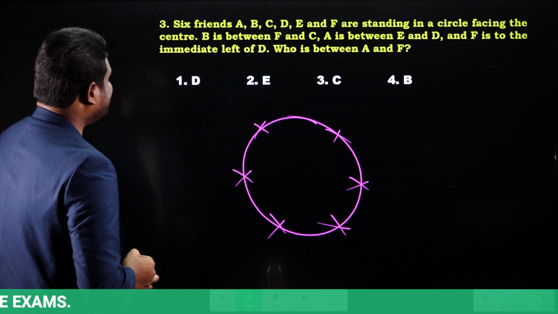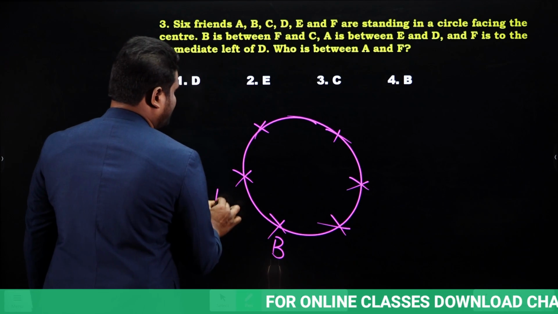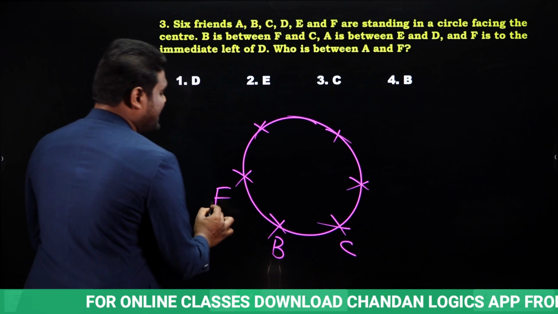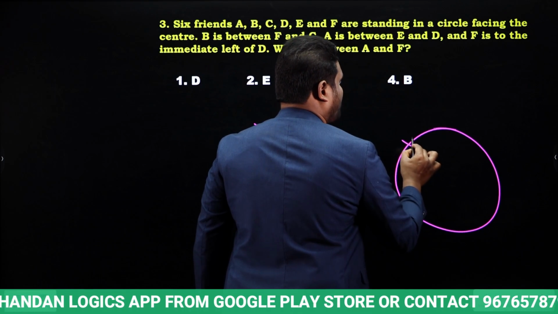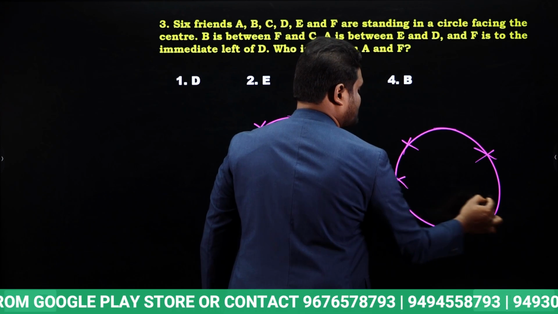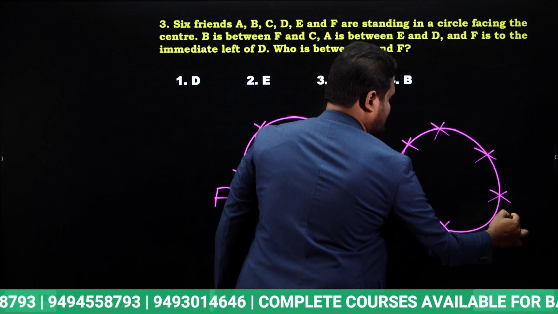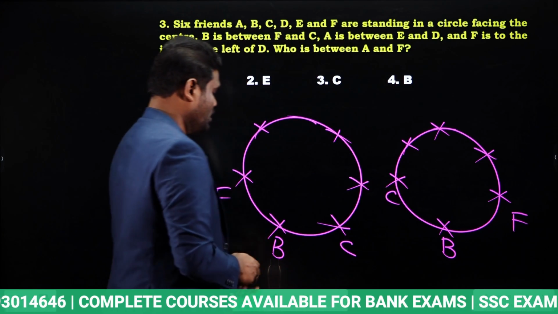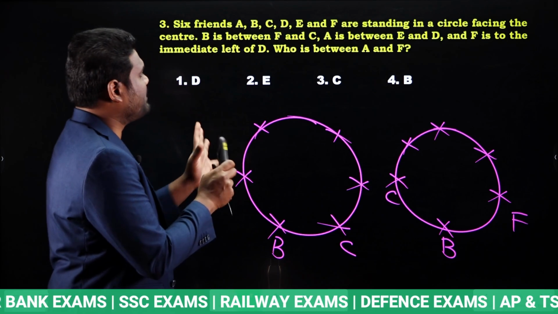Now the first statement: B is between F and C. Let's say this is B. So B is between F and C. Now observe here, B is between F and C means this is possible. There is one more way which is possible. So this is B, this is F, and this is C. Yes or no? So B is between F and C, this is possible, and this is also possible. Both of them are possible.